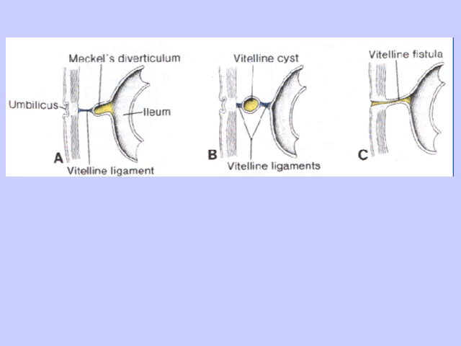If the whole vitellointestinal duct remains present, there is a connection between the developing midgut, the small intestine or large intestine, and the umbilicus. This is named vitelline fistula. If the middle part of the vitellointestinal duct remains open, it forms a vitelline cyst. If the distal or proximal part remains open, it forms what is called Meckel's diverticulum.